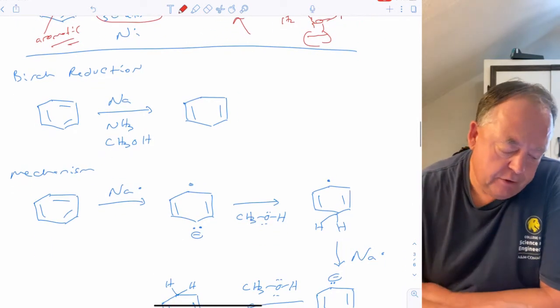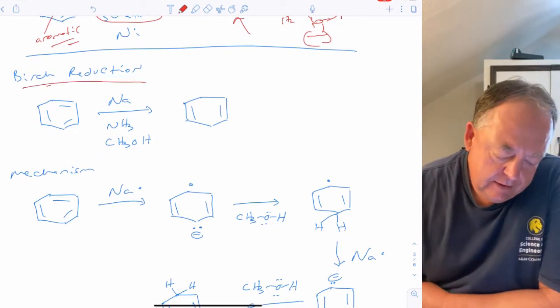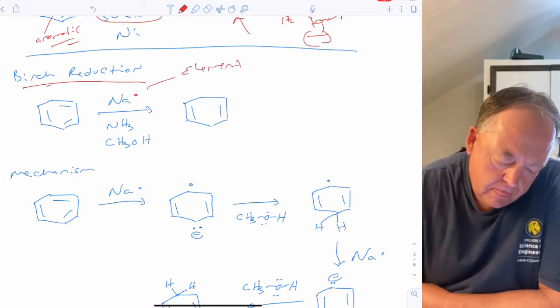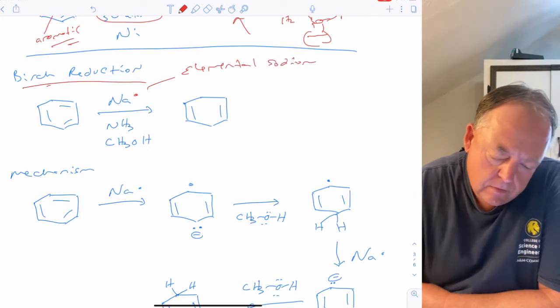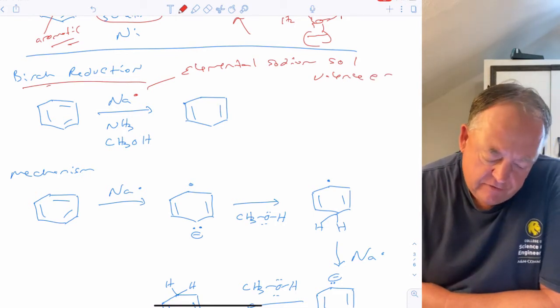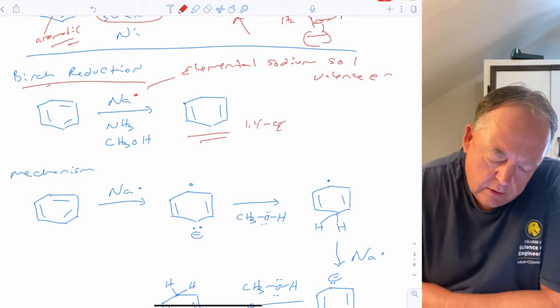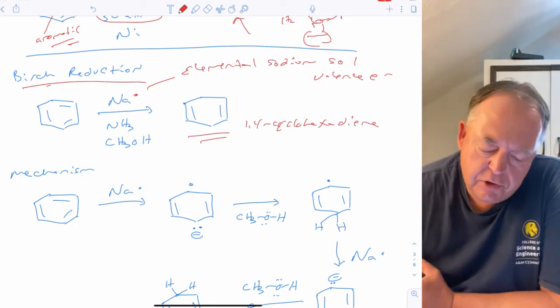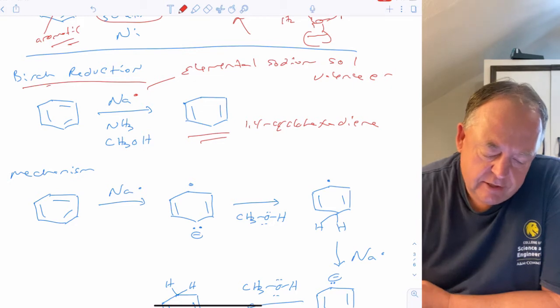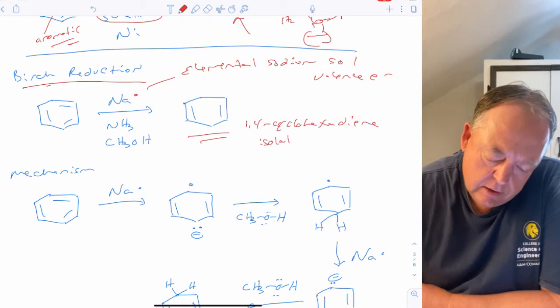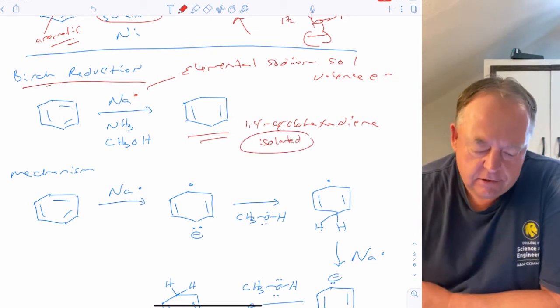So some other ways to reduce it, you can do what's called a Birch reduction. So if you take benzene, so this will be elemental sodium, so it has 1 valence electron, and then if you do that reaction in ammonia and methanol, then you can make the 1,4-cyclohexadiene. So what's kind of unique about that reaction is if you make dienes, they like to be conjugated, right? But these dienes are isolated. So it's one way to make isolated double bonds.